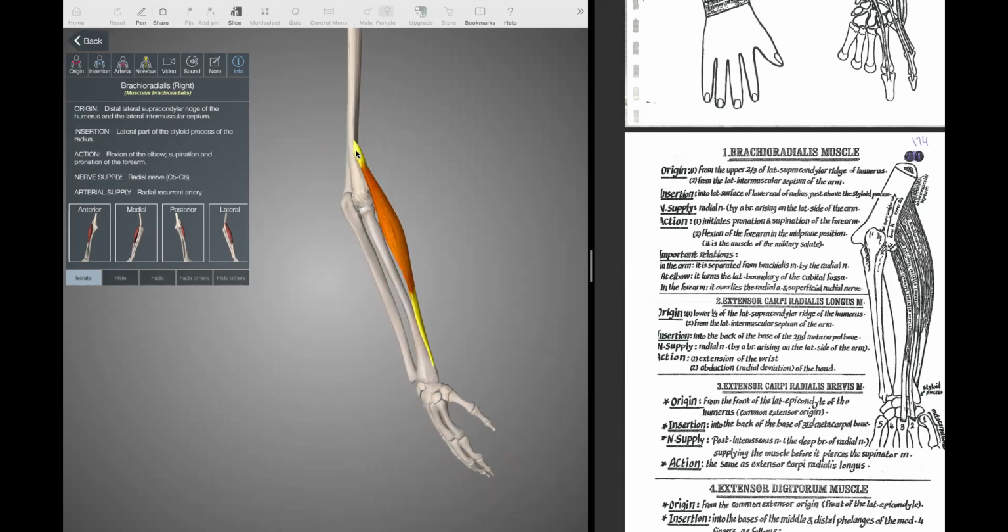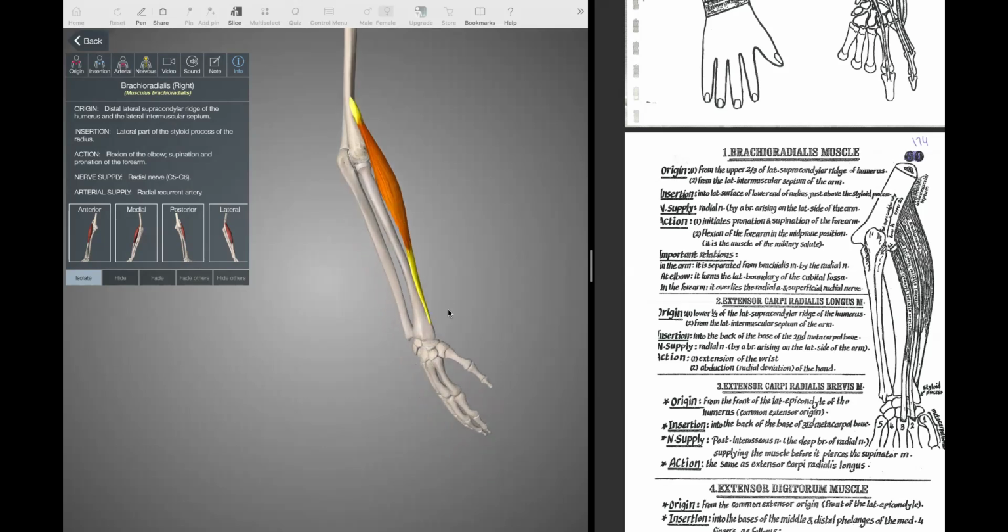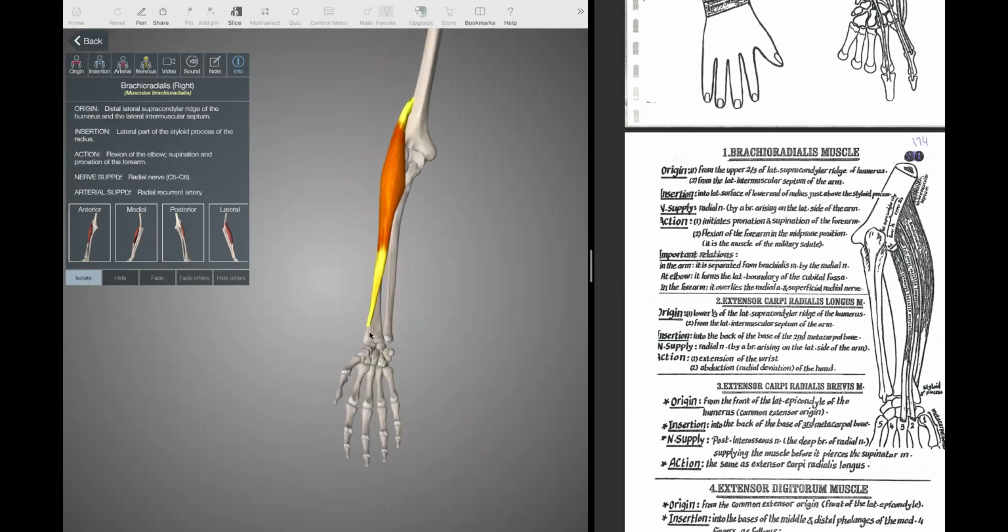Origin, lateral supracondylar ridge of humerus. Insertion, styloid process of radius. Nerve supply, radial nerve. And action, flexion of elbow. Okay, but we need to remember here something. It helps in supination and pronation of the forearm. Okay, not the hand, the forearm.